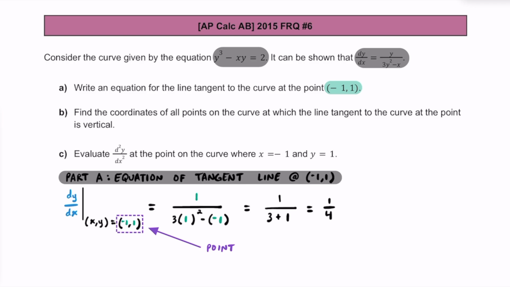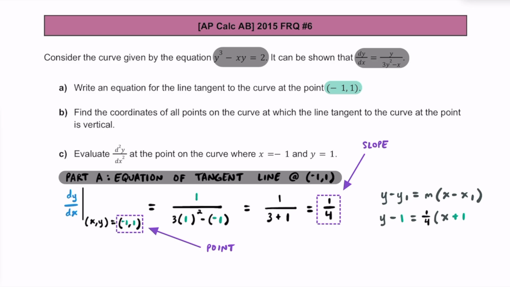Alright, so here we have a point, and here we have a slope. So let's use both of those pieces of information to write the equation of the tangent line in point-slope form. So remember, our point-slope form formula is this equation right over here. And if we plug in our point and our slope, it's going to look something like this. So this equation right here would be the equation of a tangent line that goes through this point of -1, 1 to this original curve that we had from the start.